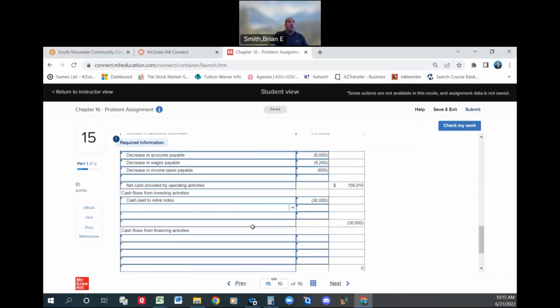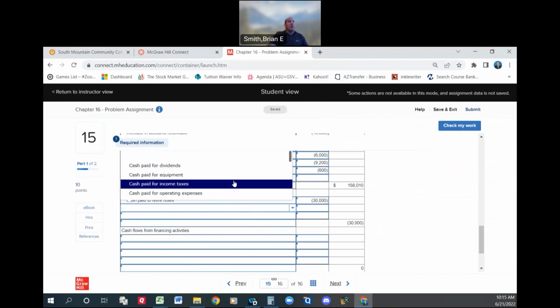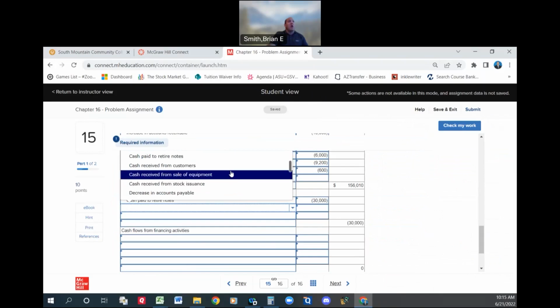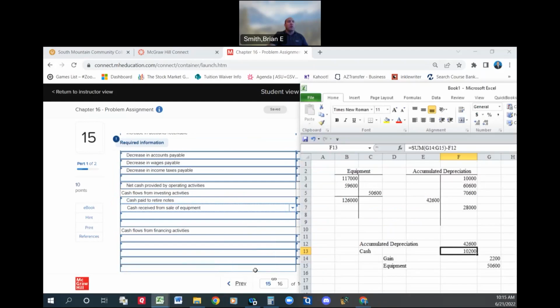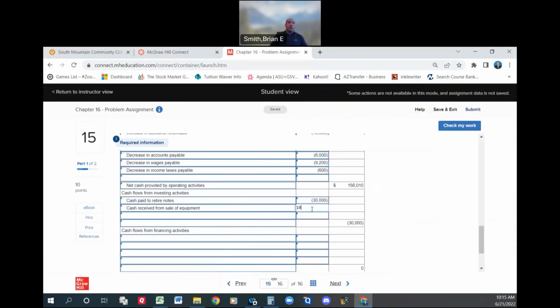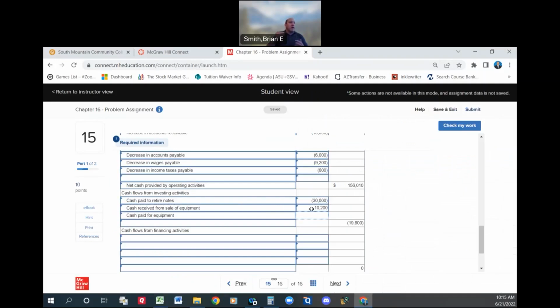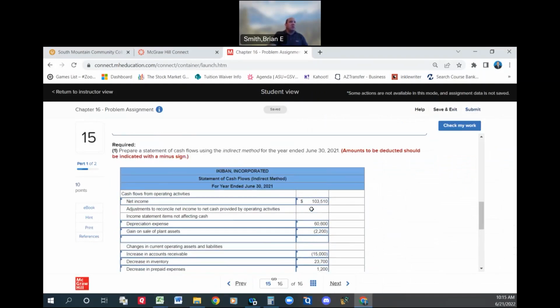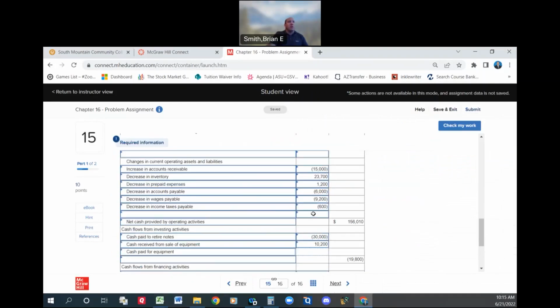I know that's really involved, but that is what we're looking for on that piece of equipment. So we're going to come down here and say cash received from sale of equipment was 10,200. You might need to rewatch that a couple times so that you kind of understand what I just did there. And then we had new equipment for 59,600.